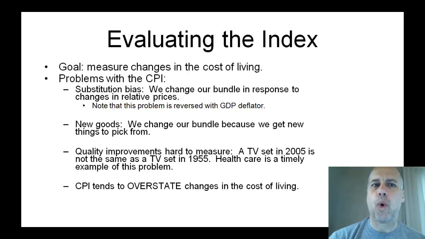Additionally, changes in quality are hard to measure. A TV set today is not like a TV set of the past, and measuring changes in quality is very difficult as well. Taken together, the CPI will tend to overstate changes in the cost of living. Remember, we looked at the graph a few slides back and we saw that the CPI is rising somewhat faster than the GDP deflator. The truth, for the reasons we just discussed, is probably somewhere in between.